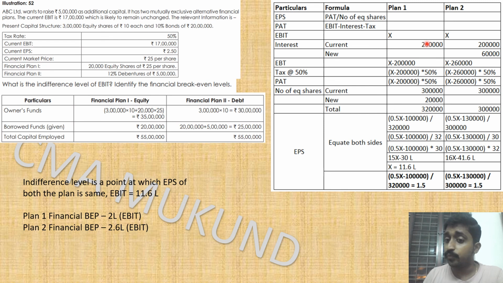In plan 2, we are going for additional debt of 5 lakh rupees, so the total interest burden will be 2.6 lakh. We have to cover this 2.6 lakh to reach the no loss, no profit scenario. So the break-even point will be 2.6 lakh for plan 2.